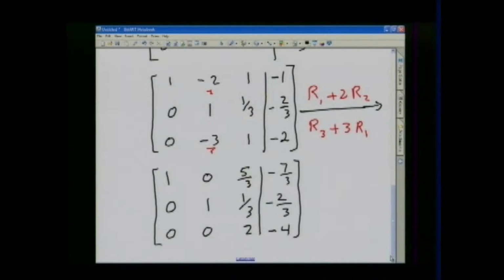Okay. Now we need one more step, and that is to make this 2 into a 1. So what do we do? We take 1/2 of row 3.